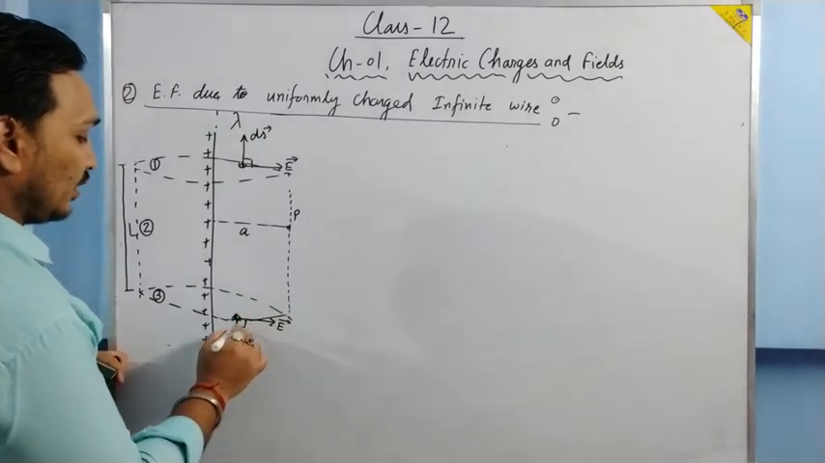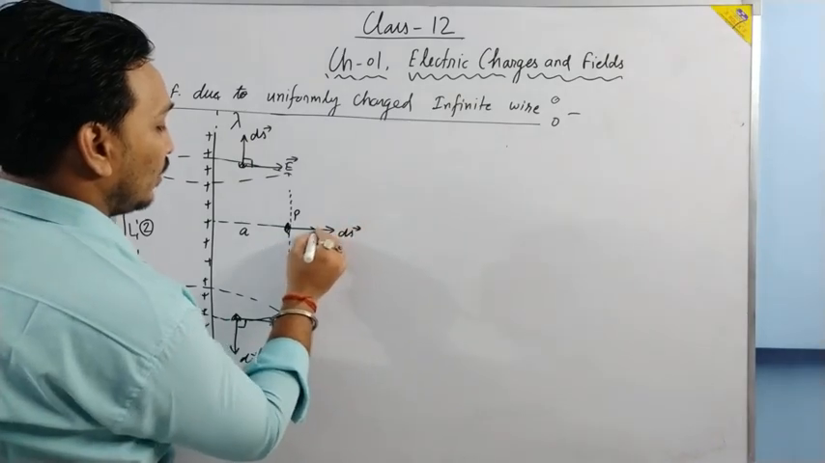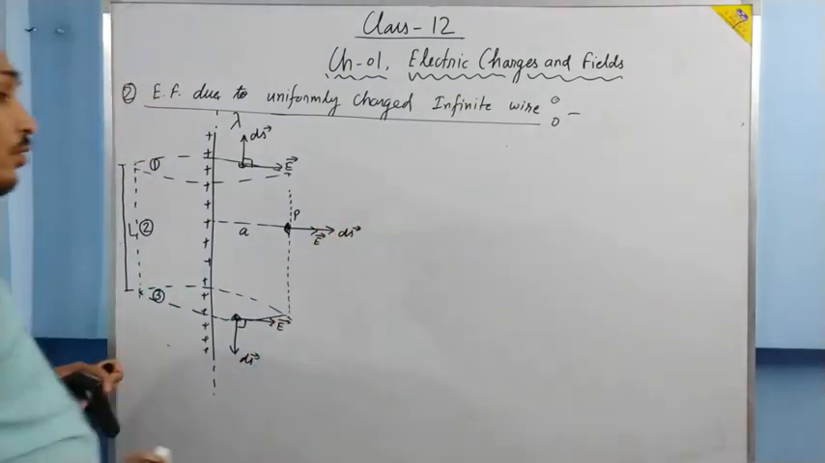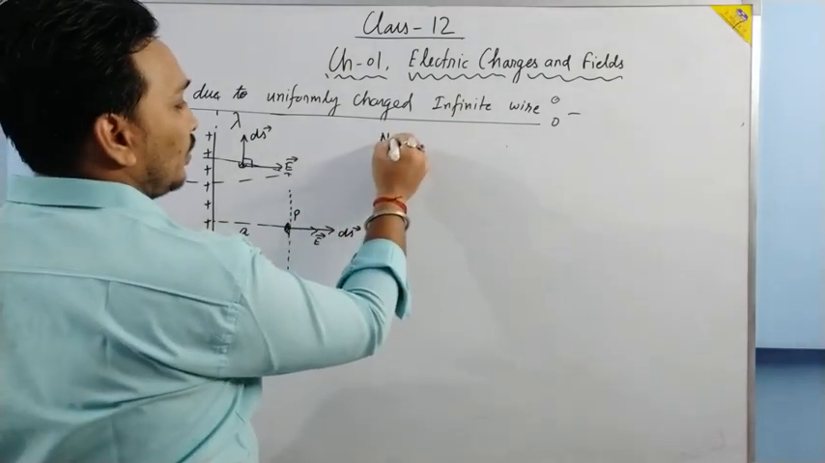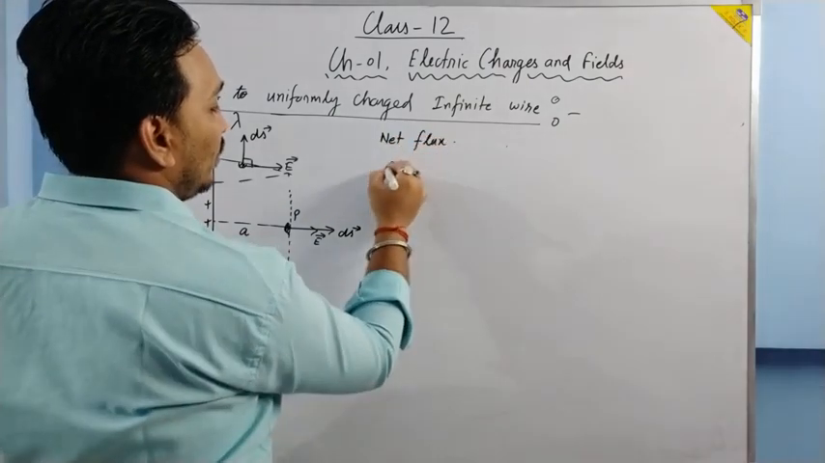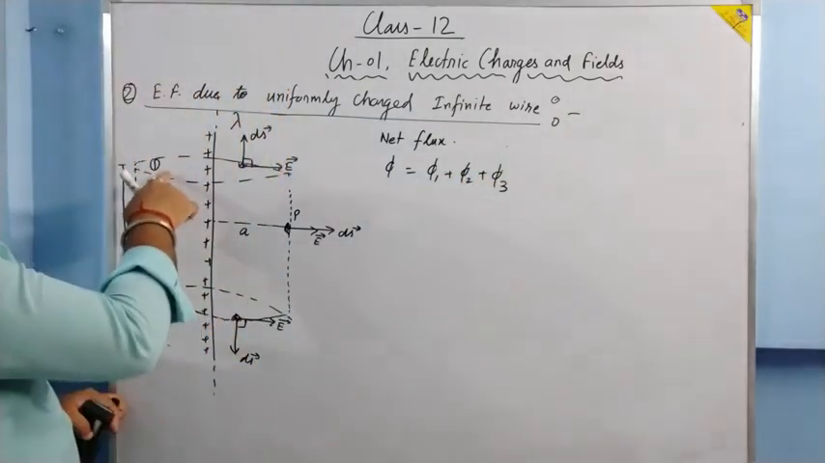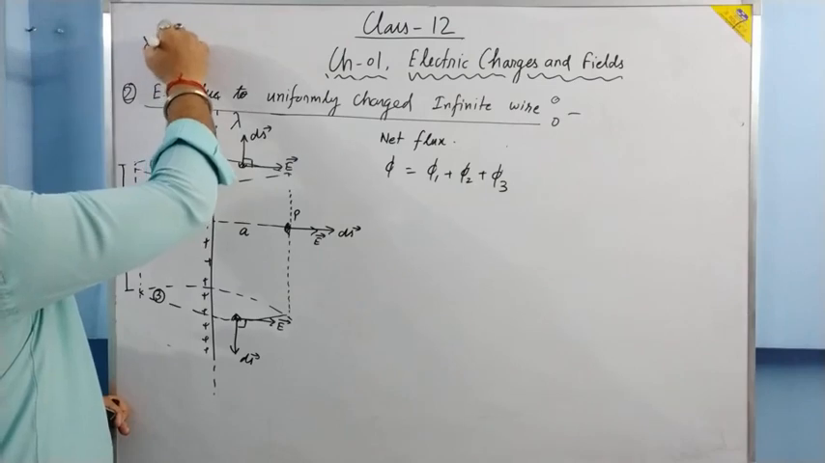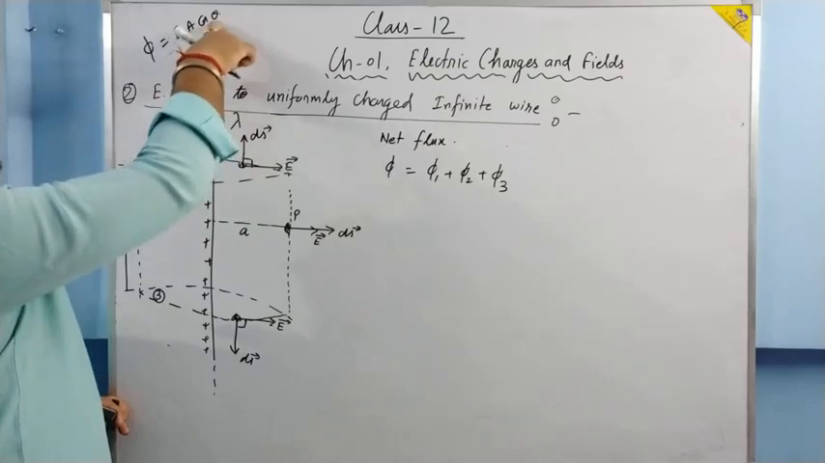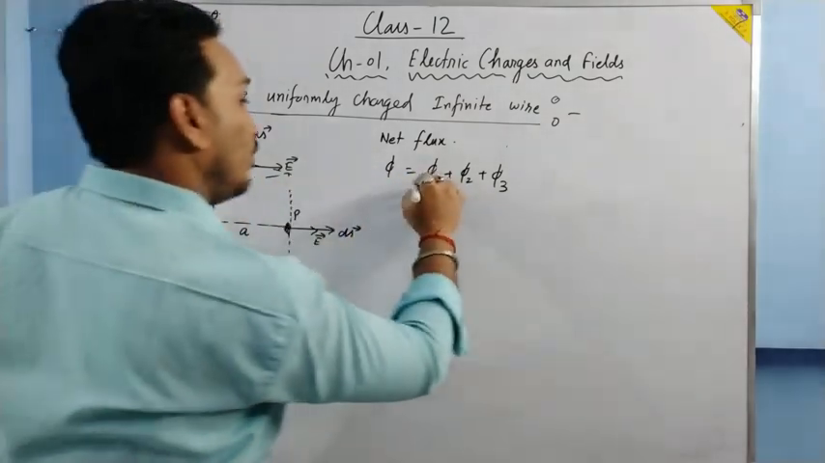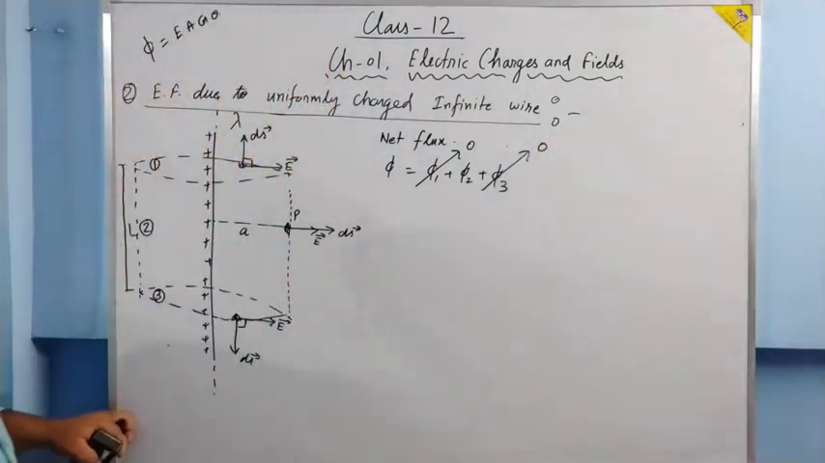At the bottom also the angle is 90 degrees. But for the curved surface, the area vector and the electric field are parallel to each other. They are in the same direction. So if I want to calculate the net flux, phi is equal to phi 1 plus phi 2 plus phi 3. Here for phi 1, since the angle is 90 degrees and flux is E A cos theta, cos 90 is 0. So phi 1 will be 0. The same goes with phi 3, it will also be 0. But phi 2 we need to calculate.